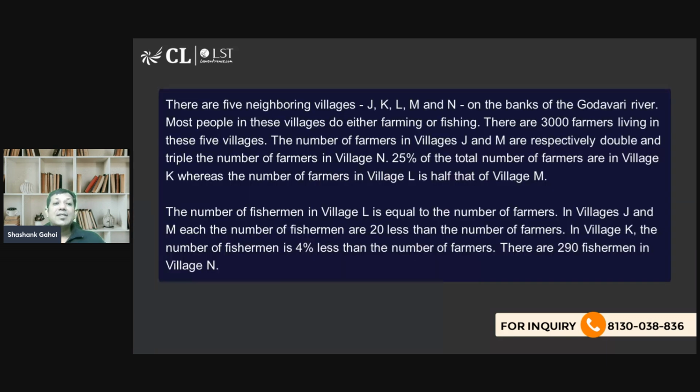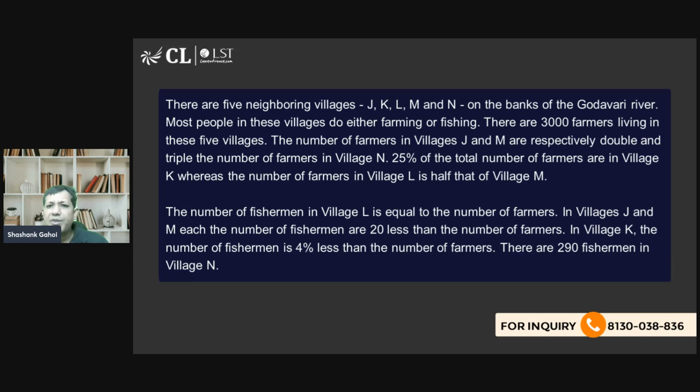So basically, what does it say? There are 5 neighboring villages: J, K, L, M, and N on the banks of Godavari River. Fair enough. Most people in these areas do either farming or fishing. Okay, and it says that there are 3,000 farmers living in these 5 villages. The number of farmers in village J and M are respectively double and triple the number of farmers in a village. Okay, 25% of the total farmers live in village K, whereas the number of farmers in village L is half of village M.